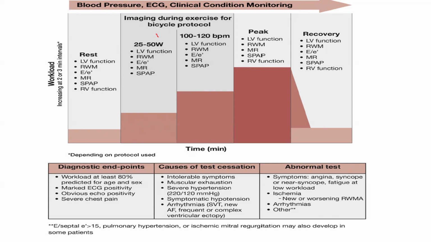If it's a bicycle test, you have your rest echo with all the parameters, like your LV function and your regional wall motion, all assessed at rest. Whilst you are going through the bicycle stress at 25 watts, you evaluate. At 50 watts, you evaluate. So you can evaluate till they get to the peak and then to recovery. So that's the benefit of the bicycle over the treadmill stress test.